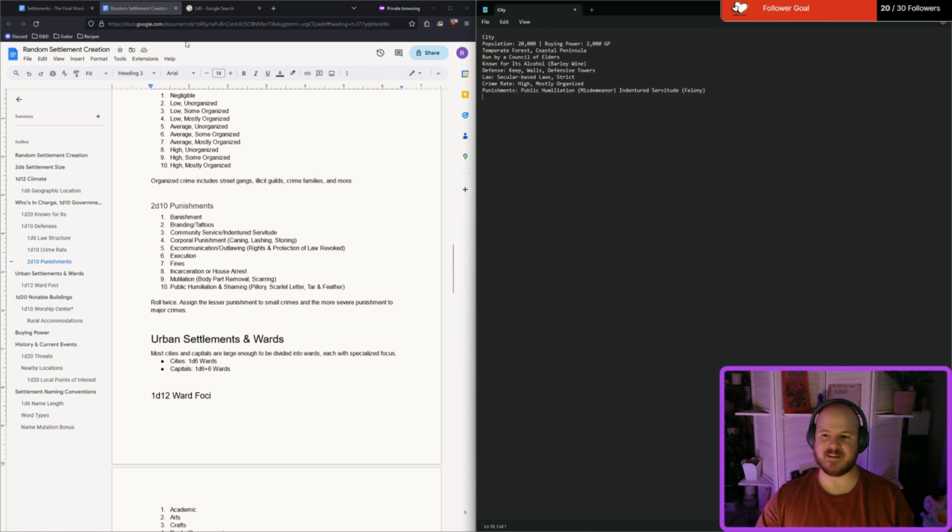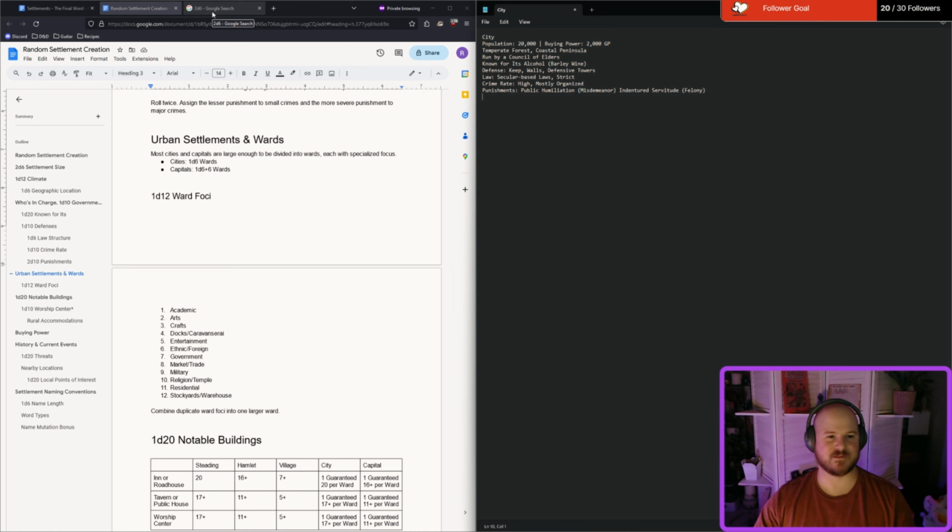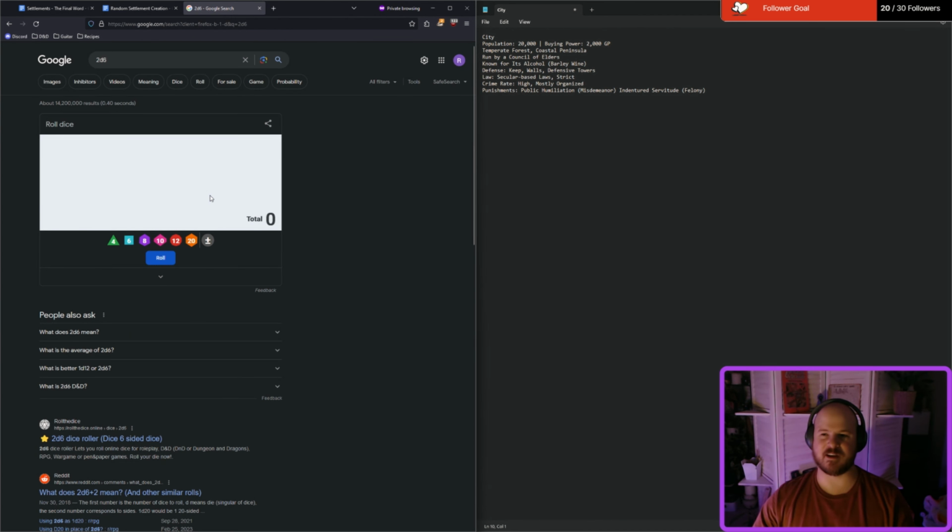Alright, so we have some urban settlements. So we do have an urban settlement, we have a city. So cities have 1d6 wards. See how many sort of like areas there are in the city. 2. Alright, so there's just 2 areas. We've got 2 wards in the city. Pretty simple. I'm gonna add another thing in there so we can just kind of divide it up a little bit. Alright, so let's do 2d12 for our different wards.